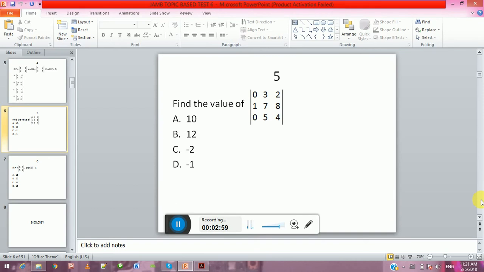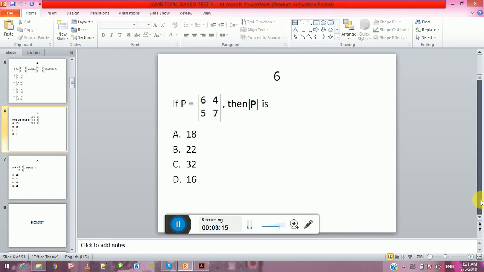Find the value of, in a 3 by 3 matrix, 0, 3, 2, 178, 054. A. 10. B. 12. C. -2. D. -1. If P is equal to 2 by 2 matrix 6, 4, 5, 7, then determinant of P is A. 18, B. 22, C. 32, D. 16.